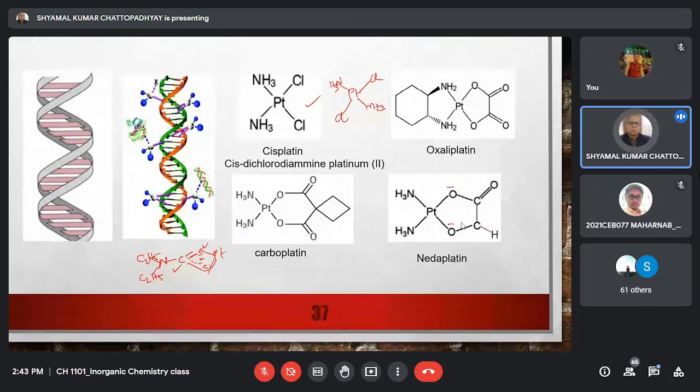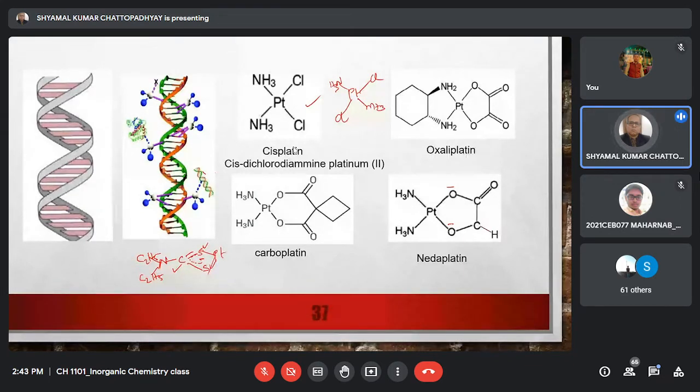These four platinum complexes are most widely used as anti-cancer compounds. So if you are asked to name two or three anti-cancer platinum complexes, you can name these three or four complexes.